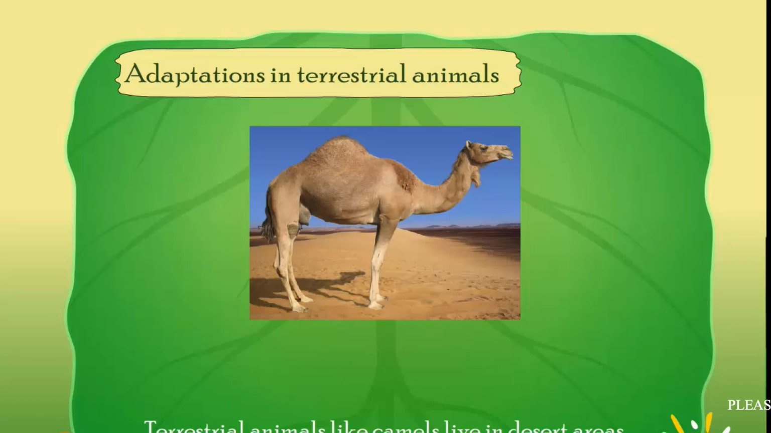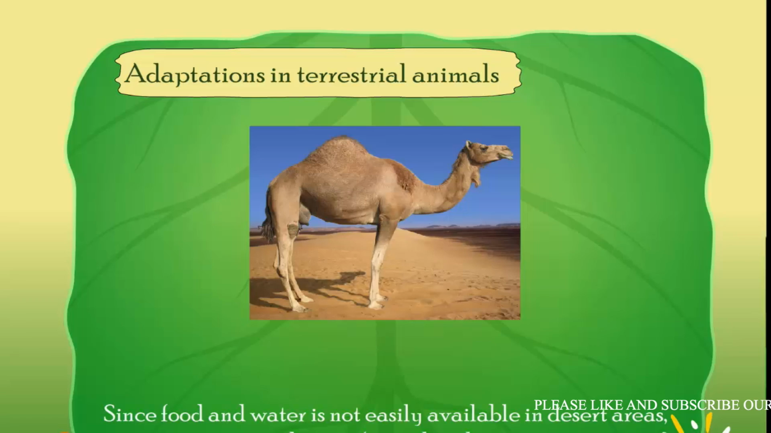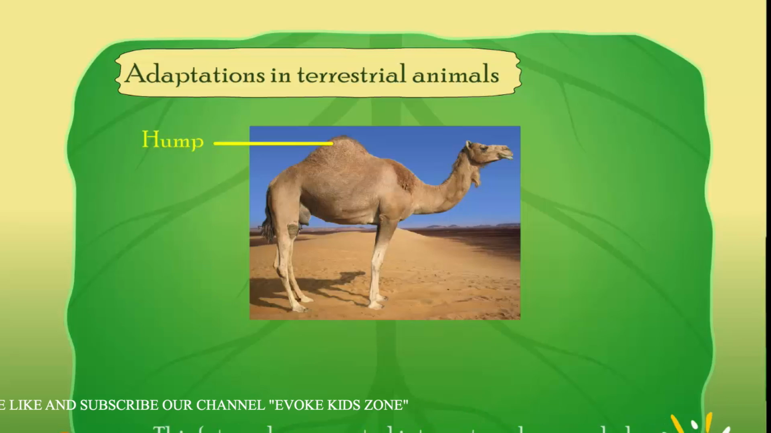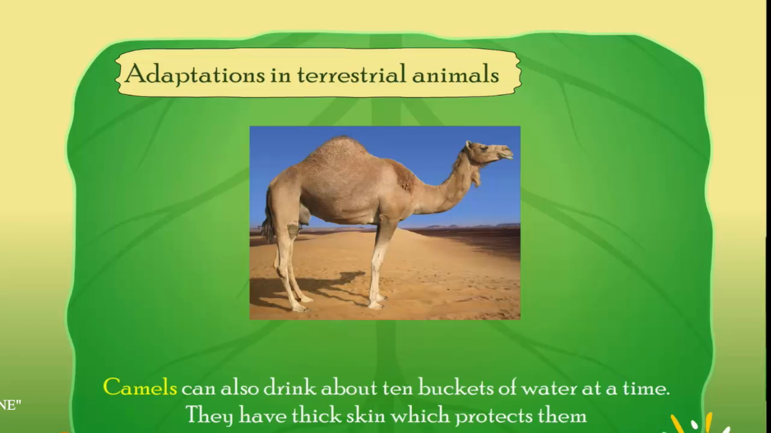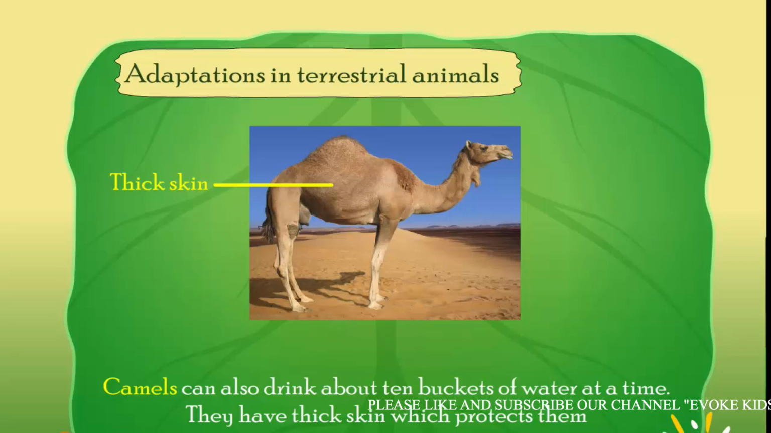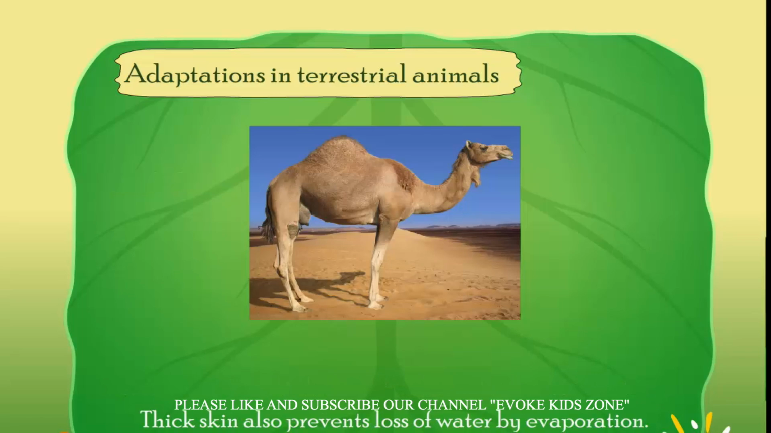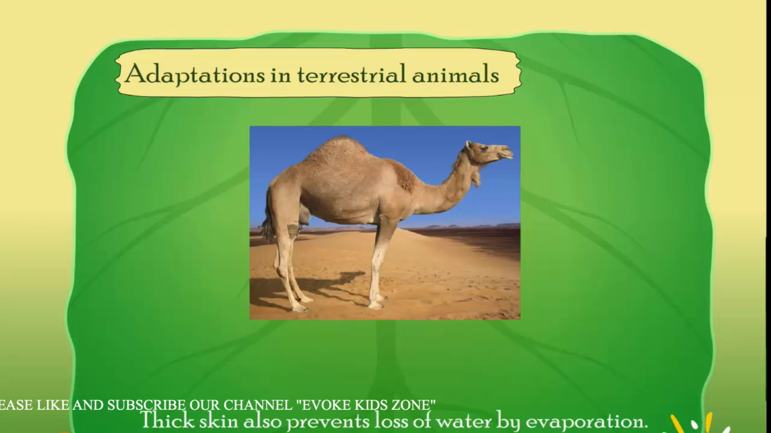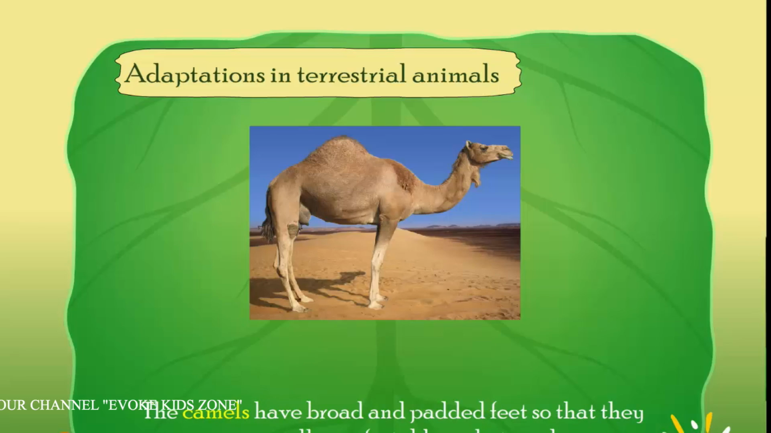Terrestrial animals like camels live in desert areas. Since food and water is not easily available in desert areas, camels store fat in their humps. This fat can be converted into water when needed. Camels can also drink about 10 buckets of water at a time. They have thick skin which protects them from the heat of the sun. Thick skin also prevents loss of water by evaporation. The camels have broad and padded feet so that they can walk comfortably on hot sand.